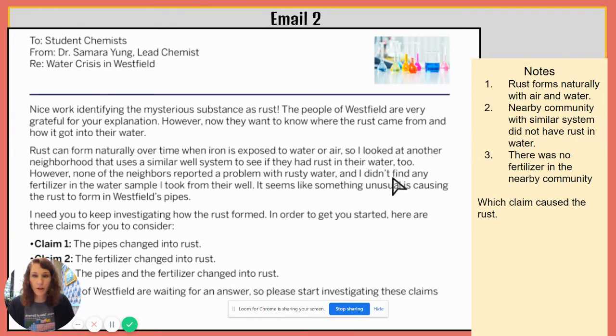That's an important thing to realize, okay? Now, however, when they went to the nearby neighborhood, none of the neighbors reported problems with rusty water. I didn't find any fertilizer in the sample as well. So that's another key thing to have in your notes, that the nearby community had a similar system, did not have rust in the water, and that there was no fertilizer in the nearby community as well.